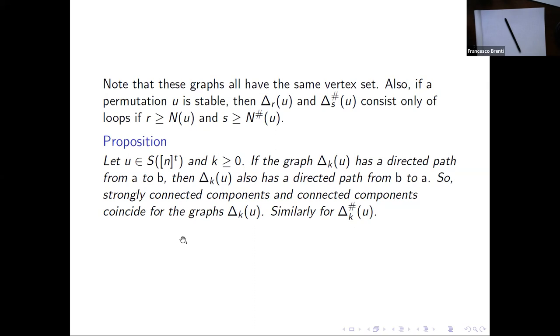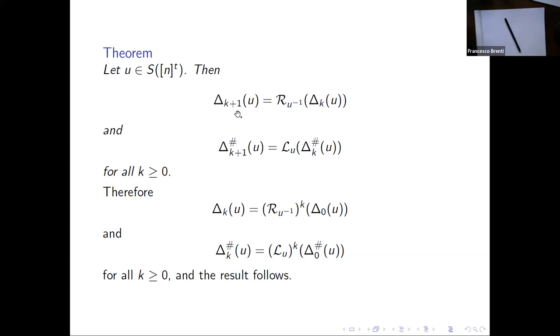Now the gist of our argument is showing that in fact these graphs delta k are connected one to the other thanks to these operators, R of U inverse and L of U. This is something you show. And so at this point, you're essentially done. Of course, there are many little things that need to be done, but essentially, you know that delta k is this kth power of delta zero, and delta k sharp is this kth power of L sub U applied to delta zero sharp. And that's essentially the result I was talking about.